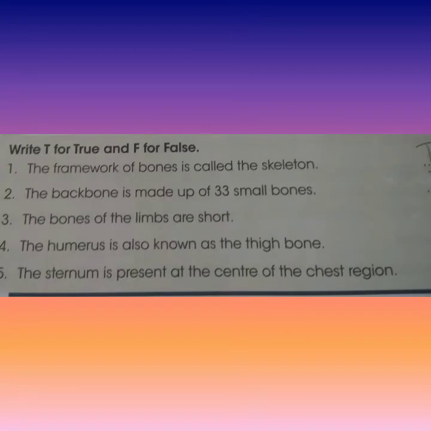The first question: the framework of bones is called a skeleton. The answer is true. Second question: the backbone is made up of 33 small bones. The answer is true. And the third one: the bones of limbs are short. The answer is false. The bones of limbs are long.